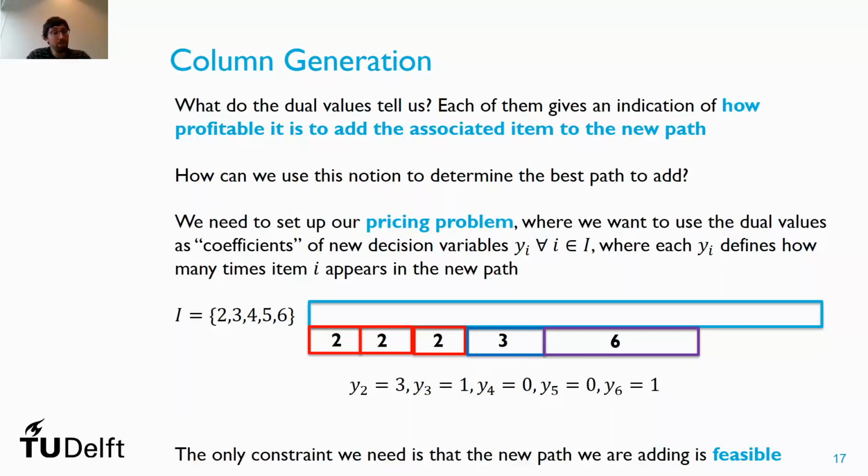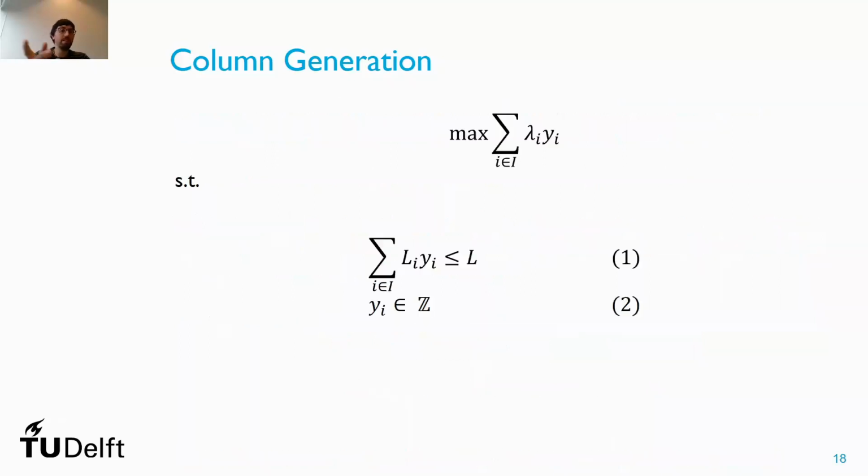The only constraint we need to add in our pricing problem is that the path we want to generate is feasible. And this is actually how the pricing problem looks. We want to maximize the overall contribution, which is given as the linear combination of the dual of a specific decision variable times the associated decision variable, such that the only constraint is that whichever path we are defining, we need to stick with the overall length of the bin. We cannot exceed the length of the bin.